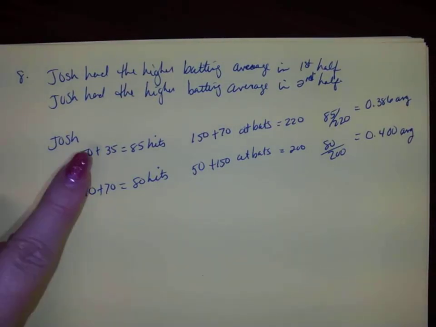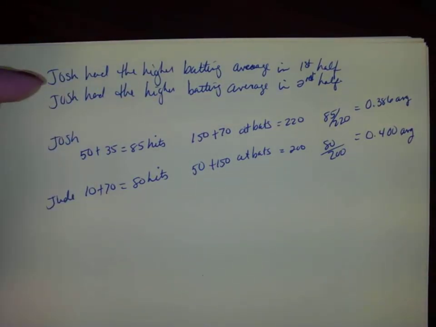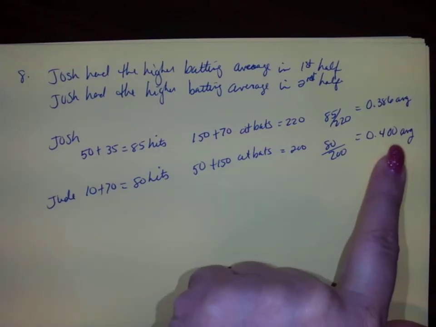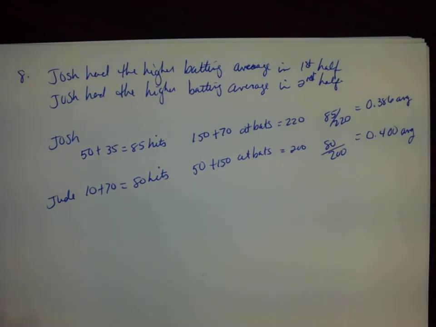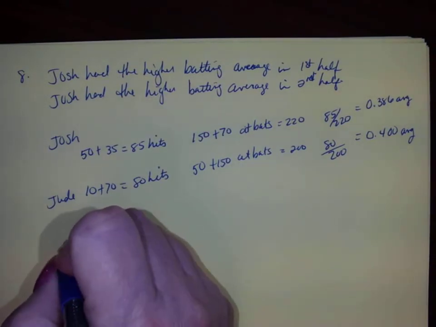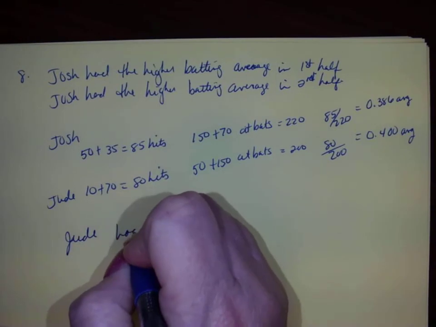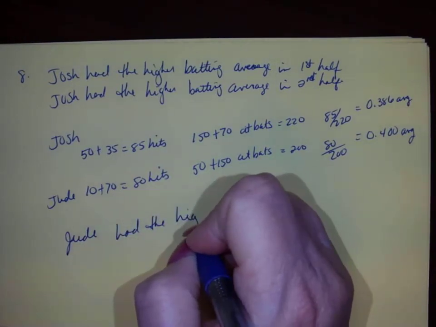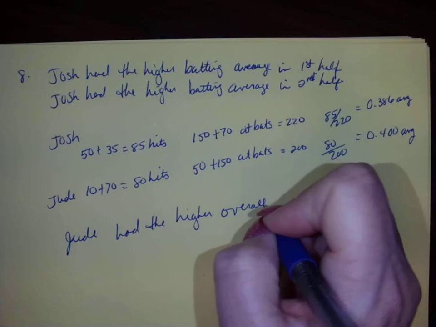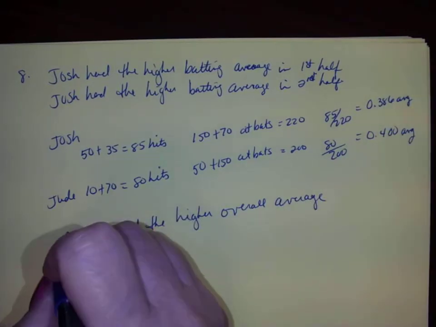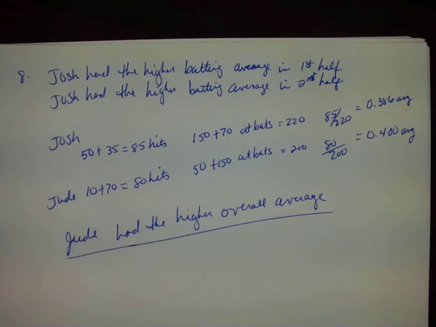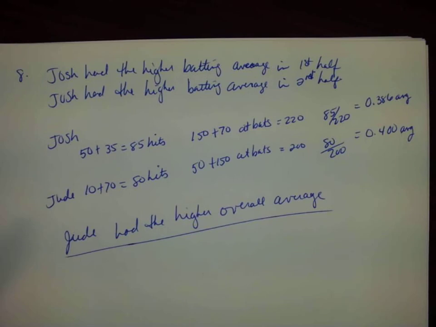So Josh had the higher batting average in both the first and then second half, but overall Jude had the higher average because 0.4 is bigger than 0.386. So Jude had the higher overall average. All right. That comes from the statistical paradox lesson that we learned.